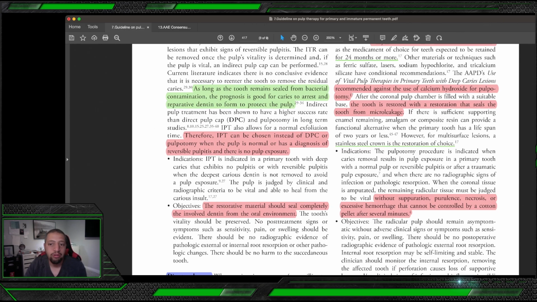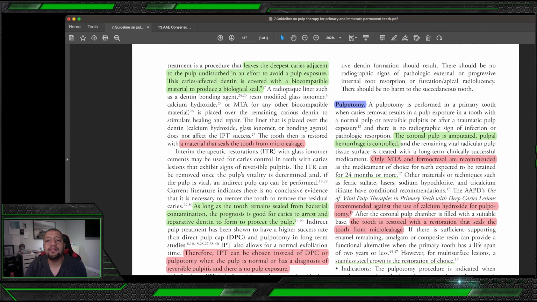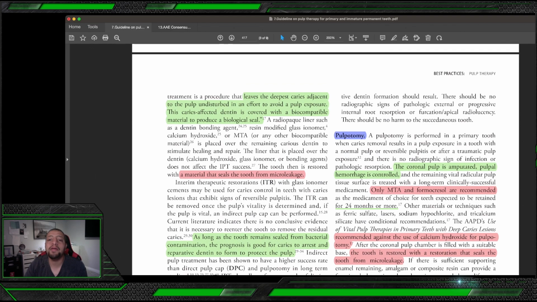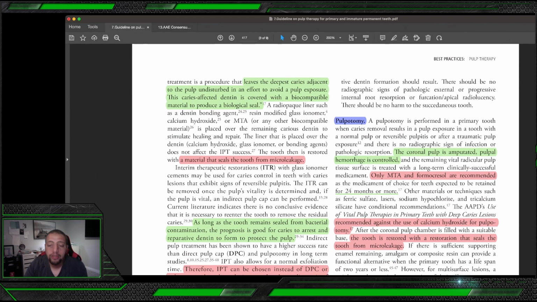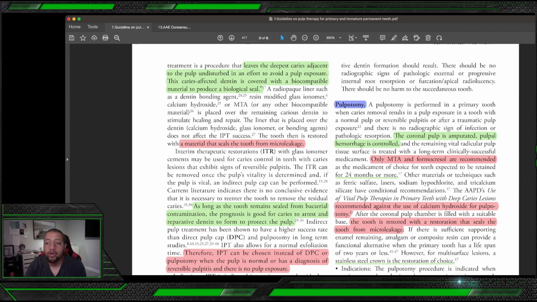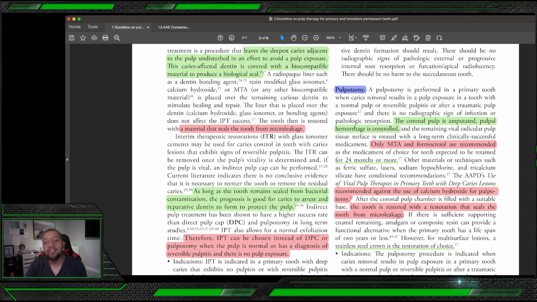No one knows. Okay. And then we spoke about this one, and then we speak about pulpotomy. When we are going to do pulpotomy, as we said, pulpotomy is preferred in a primary tooth when caries removal results in pulp exposure in a tooth with normal pulp or reversible pulpitis again. Okay, pulpotomy is a procedure where the coronal pulp is amputated, pulpal hemorrhage is controlled, and this is tricky because what is the cutoff to control the pulpal hemorrhage? So the guidelines speak about a few minutes.